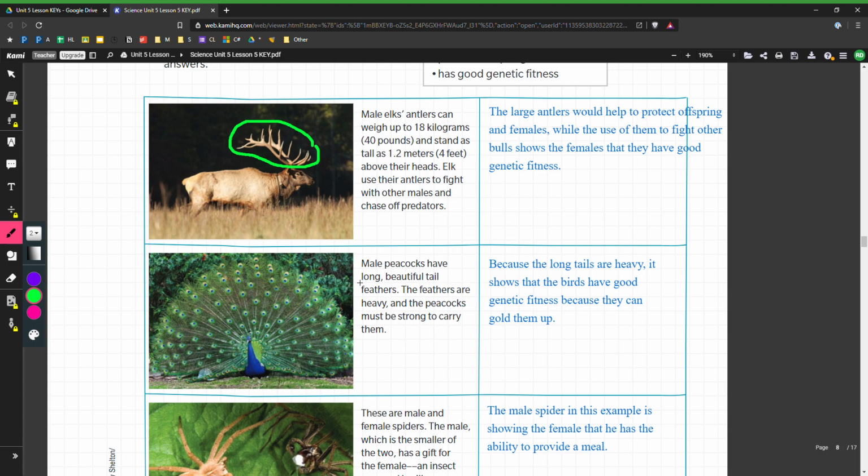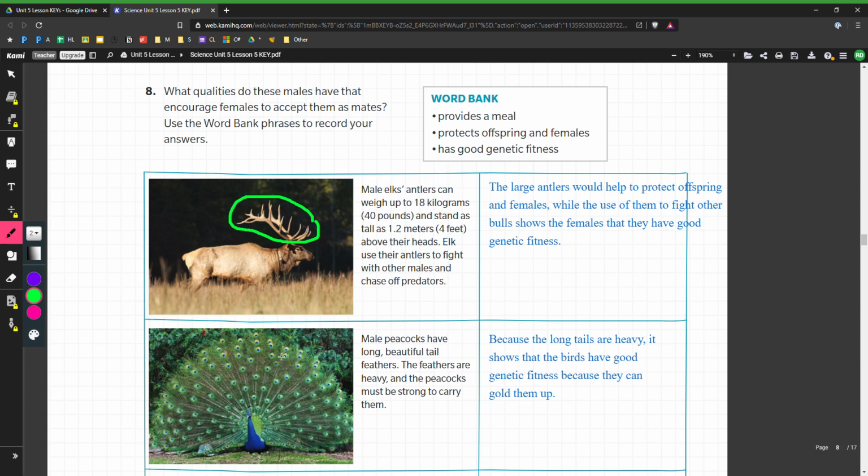Male peacocks have long, beautiful tail feathers. The feathers are heavy and the bird has to be strong to carry them. So this is a good example of good genetic fitness. If you have a huge tail, you have to have good genetic fitness because the tail will look nice, it will be symmetrical, and the bird will be healthy enough to hold it up.